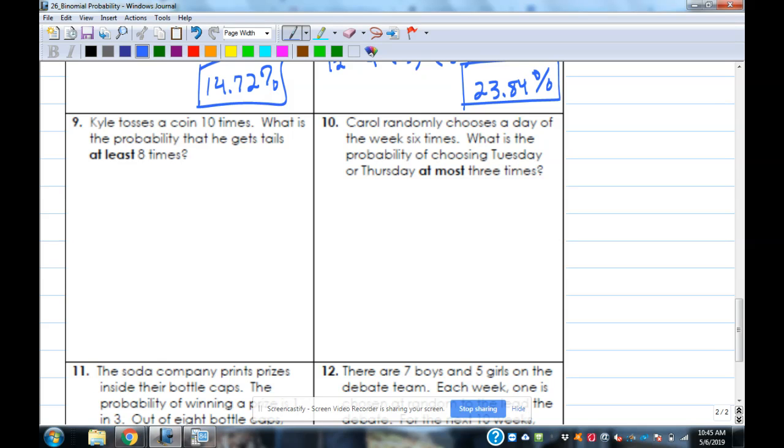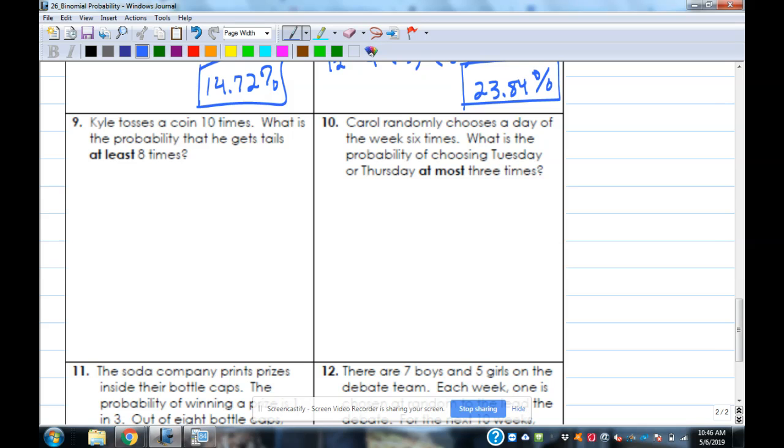Yeah. All right. So when we get to 9, 10, 11, and 12, it's changing the situation. It says Kyle tosses a coin 10 times, which we've done a coin toss problem. What's the probability that he gets tails at least 8 times? Okay, so at least means how many times could we get tails and it be successful? 8, 9, or 10.